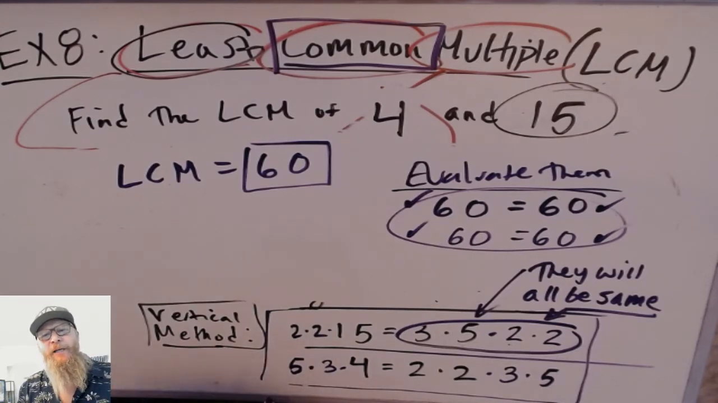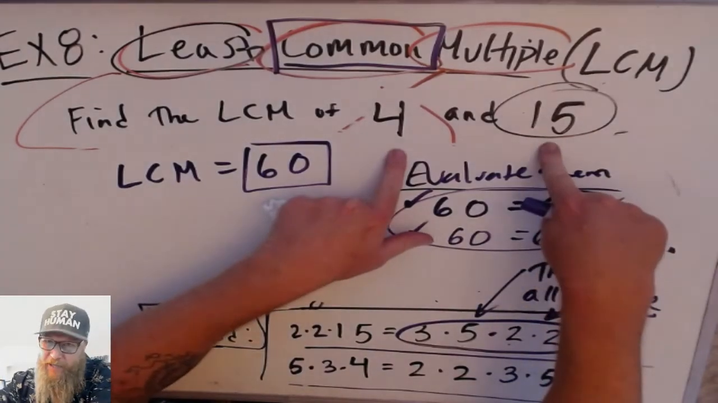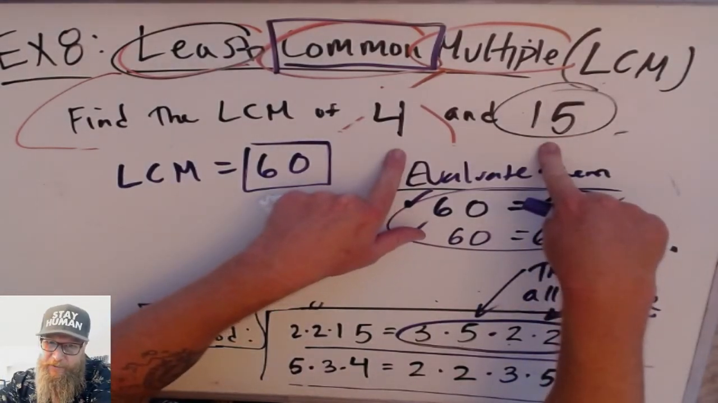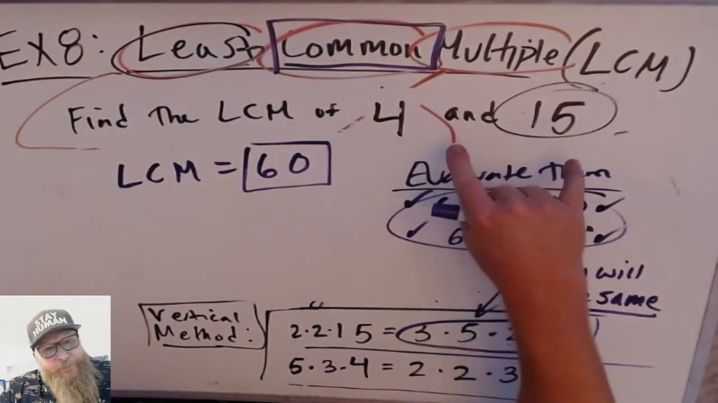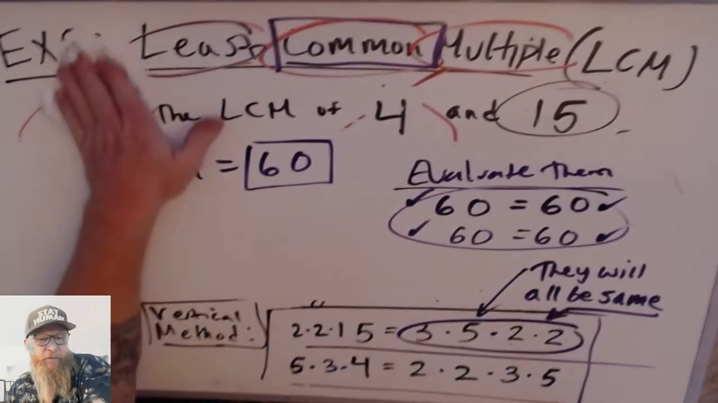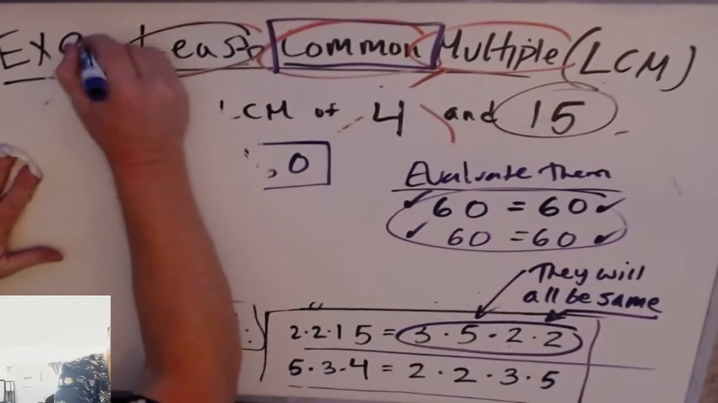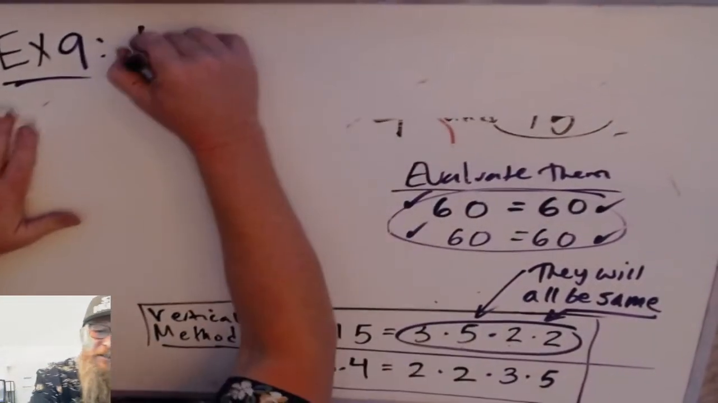All right? Now, by the way, some of you are sitting there watching the video right now going, Dr. Jordan, why didn't you just multiply 4 times 15? Well, why didn't I? Because that's not always true. And if I would have just multiplied 4 times 15, then you would think you always just multiply the two numbers together. And I don't want you to think that.